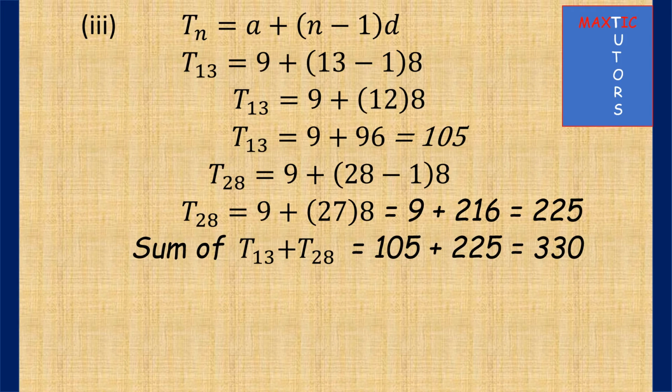Question 3. You have to find the 13th term. So do the same thing by substituting n equals 13 in the formula, and from there you get 105 as the 13th term. And when you do the 28th term, it will give you 225. So from the question, you have to add T13 and T28, which is 105 plus 225, which is equal to 330.